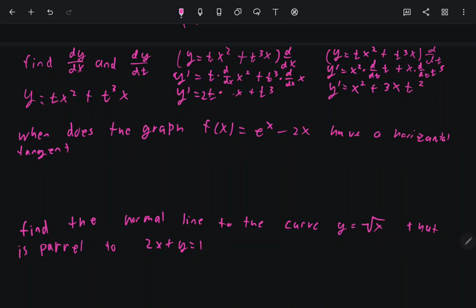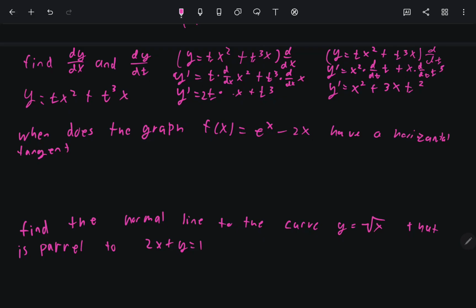Okay, so this question is actually a small bit difficult. So, the first thing we need to do is ask, what is a horizontal tangent? A horizontal tangent is when the tangent line has a slope of 0. Well, we want to then find whenever the derivative is equal to 0.